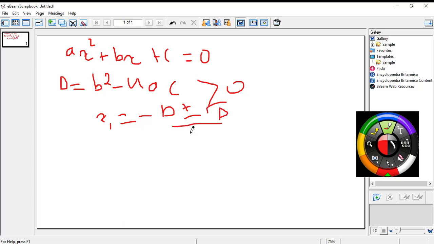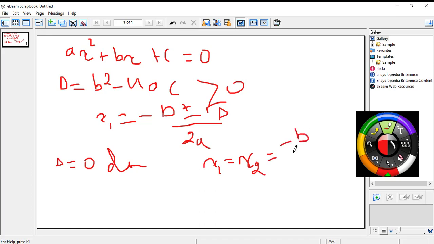I know it's a revision, so you have it already. It's minus b plus or minus radical delta over 2a. Now, if delta is equal to 0, I say I have a double root, and I can write x1 equals x2 equals minus b over 2a. Why minus b over 2a? Because the radical delta will be 0. And if delta is negative, we write no real roots. You can write it like this, no RR.